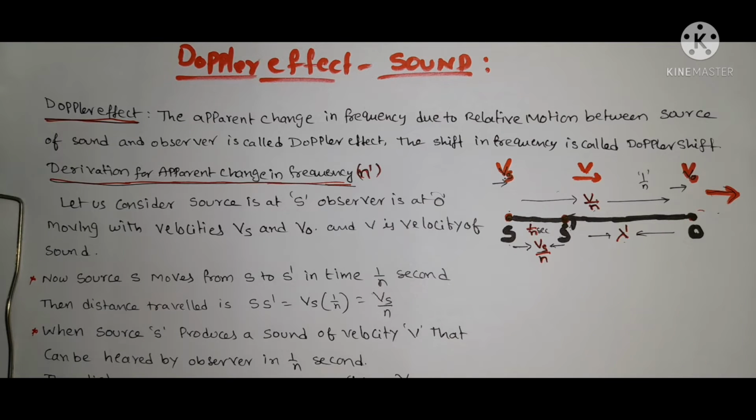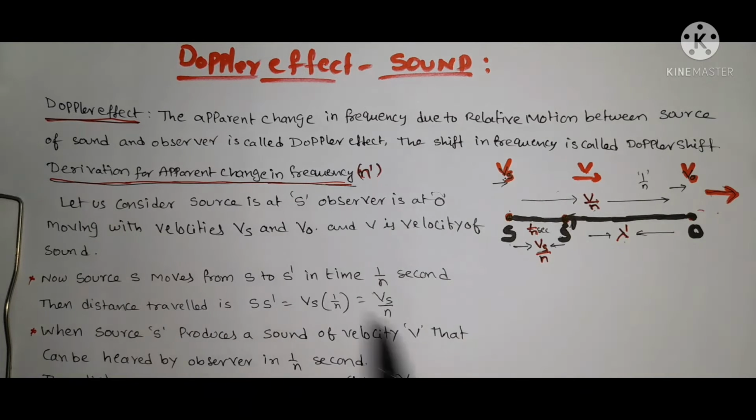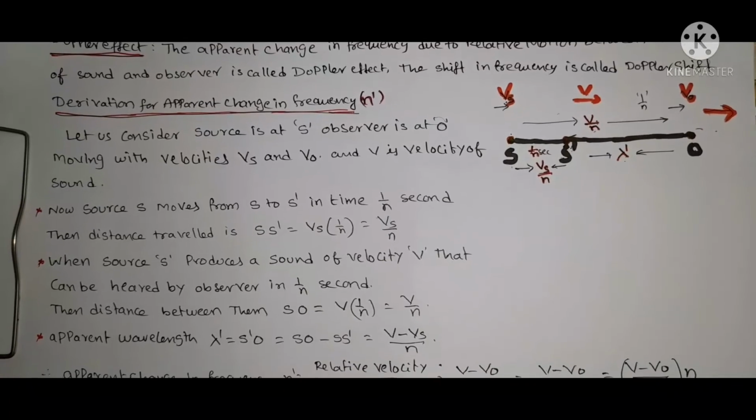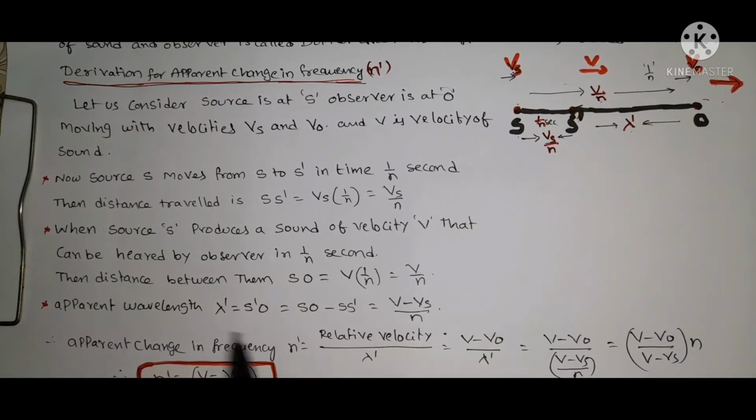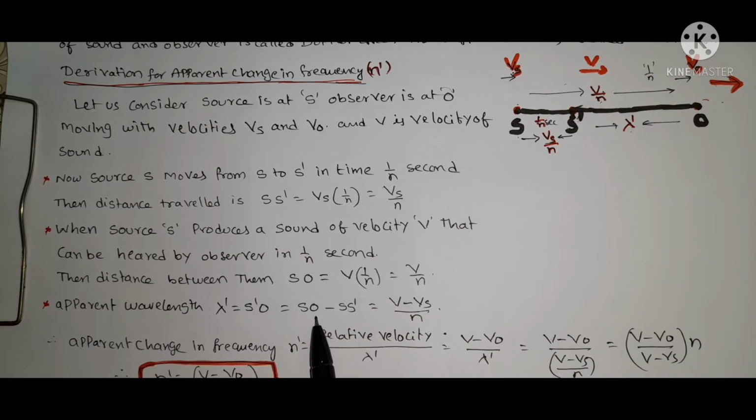Simply n is common, so we can write V minus Vs by n. Next, what do you have to find? Apparent change in the frequency. Sorry, mistaken: apparent wavelength lambda dash is equal to S dash O, which is equal to SO minus SS dash, that is V minus Vs by n.